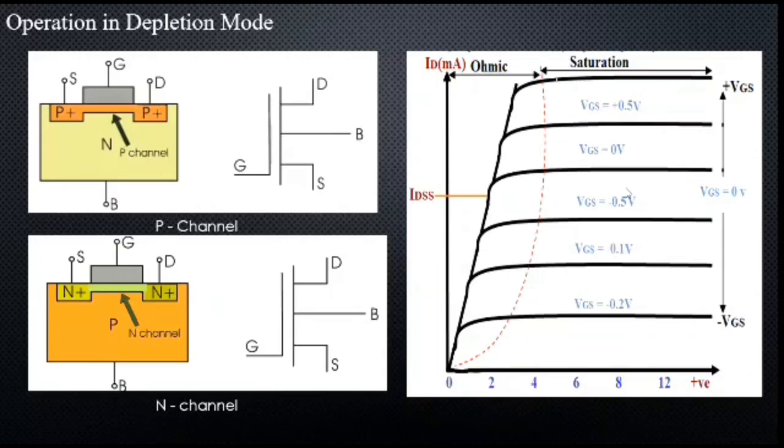If the applied voltage is highly negative, then the channel width will be less and the MOSFET might enter into the cutoff region. This is the symbol of MOSFET in depletion mode, that is of the P channel, and the N channel MOSFET in depletion mode. The VI characteristics of the depletion mode MOSFET transistor are drawn between the drain source voltage and drain current.